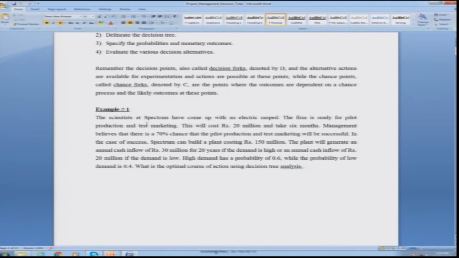It can be very high, medium and low also. In that case, there would be 3 such occurrences, but in this example we take 2. High demand has a probability of 0.6, low demand has a probability of 0.4. So, if there are 3 different types of demand probabilities, remember the sum should always be 1, like here in this case 0.6 plus 0.4 is 1.